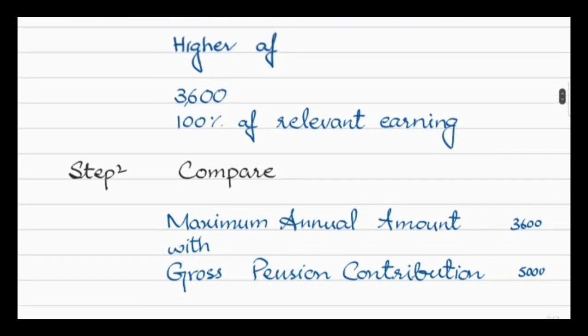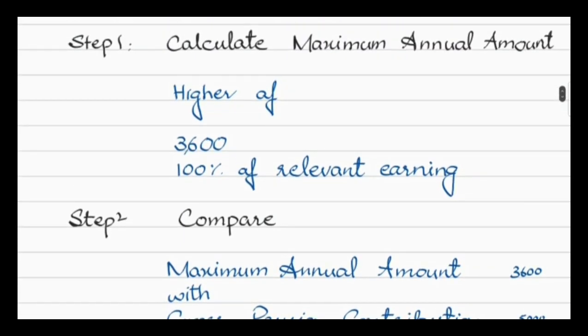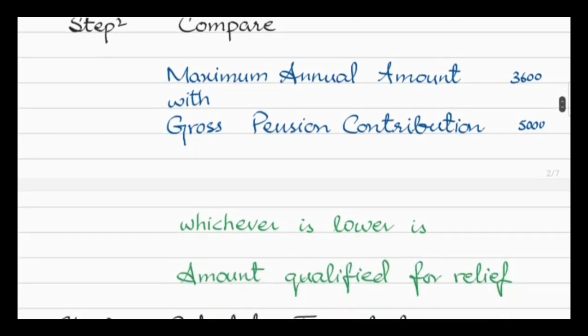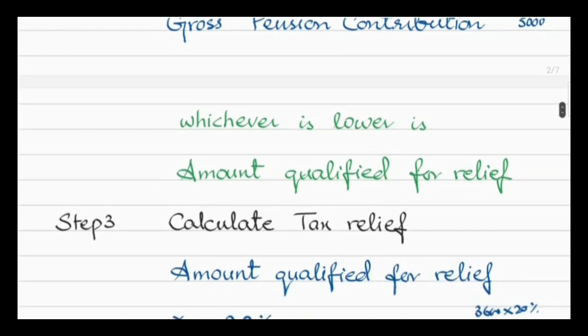Again, first you need to compare the higher of 3600 and 100% of relevant earning. Whichever is higher is maximum annual amount. Then this maximum annual amount is compared with gross pension contribution. Now whichever is lower is amount qualified for relief.